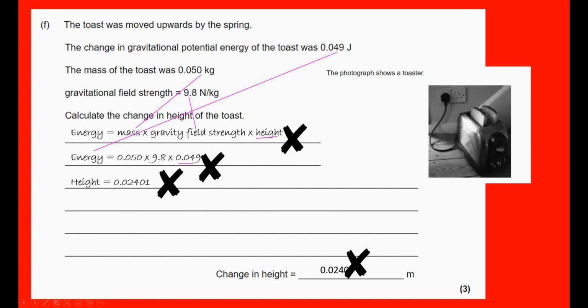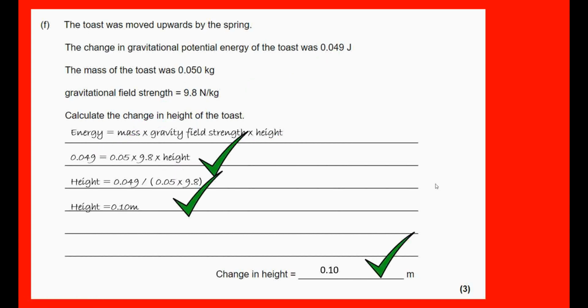Okay, so the correct way of doing it, we substitute properly, we then rearrange. Now be careful of adding brackets here. Be sure you're confident in using your calculator and you don't do 0.049 divided by 0.05 and then all of that times by 9.8. Remember your BODMAS from maths. And then we have the height, it's 0.1 meters, so 10 centimeters. That sounds about sensible for a piece of toast jumping out the toaster. Always at the very end, do a sanity check. Make sure your answer makes sense.